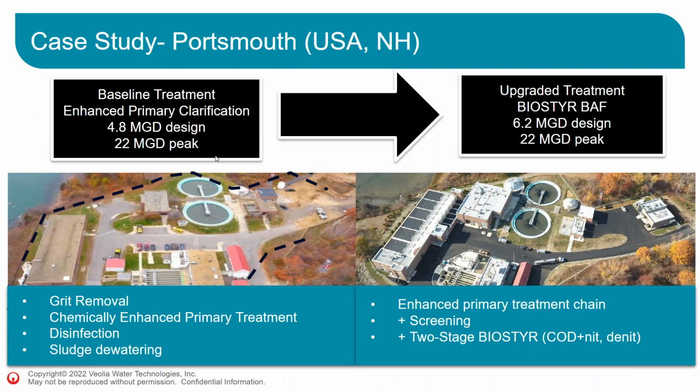The plant before was the enhanced primary here. What you can see on the right side is the new plant with total nitrogen removal. So there's Biostyr cells right here on the left side of the right picture showing the nitrogen removal, the nitrification Biostyr followed by the denitrification Biostyrs. And as we can also see, from the primary clarification plant to the Biostyr BAF plant, there's an increase in the design flow.